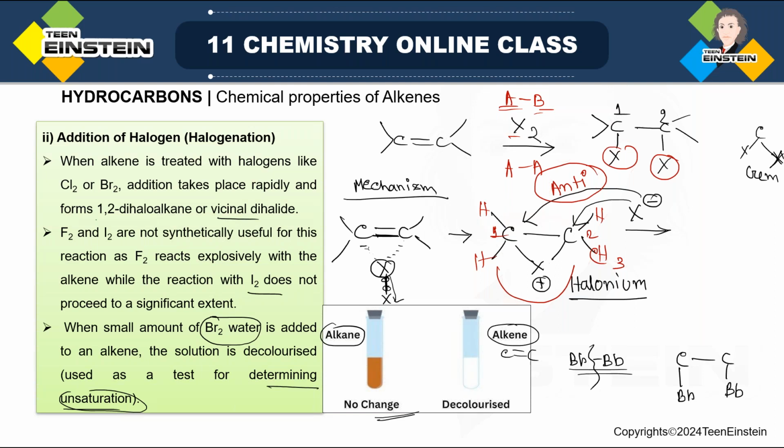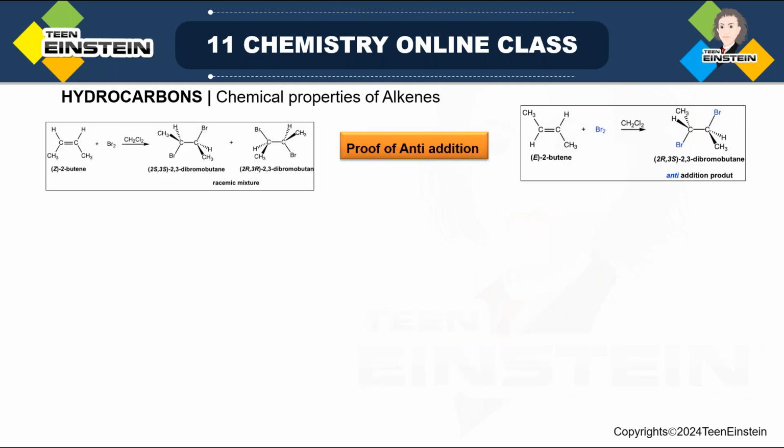Fine. Now the proof is, when we start from Z-butene, we get a racemic mixture of products. And when we start from E-butene, which you can also call trans, then we get this type of compound. And here it is not a racemic mixture, it is a single compound, written in R and S nomenclature as 2R,3S-2,3-dibromobutane. One carbon will be 2, another carbon will be 3.